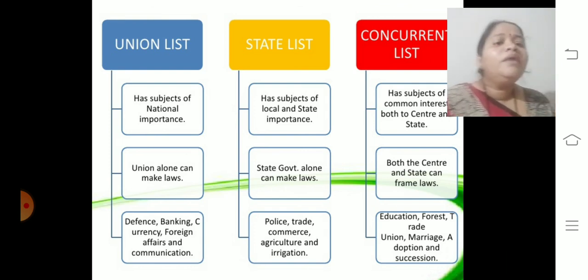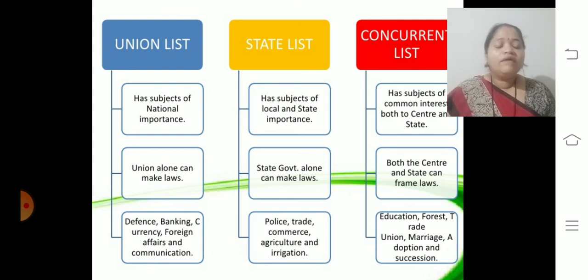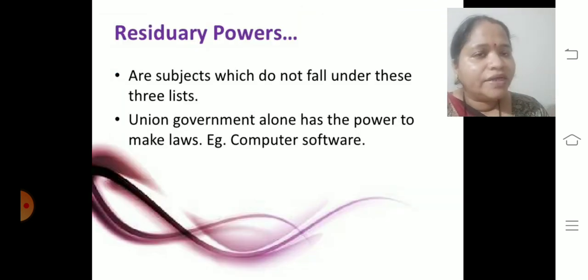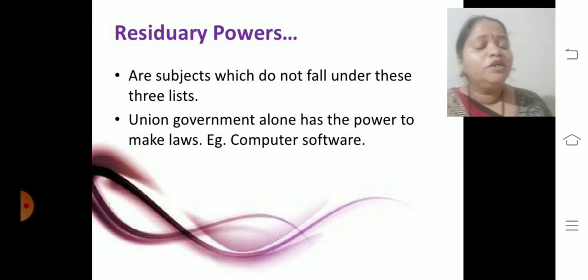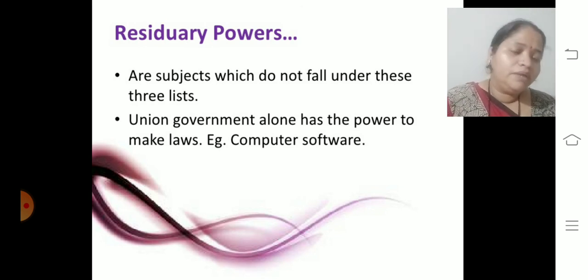Now when this was framed at that time, all topics were divided into these three. But as you know, after independence, today a lot of things come out which should be discussed and which are not divided under these three lists. So what do we call these? They are called residuary powers. What are residuary powers? This power is given to the central government. Some other subjects do not fall under these three lists. It means it is not under the union list, not under the state list, not under the concurrent list. It is a new idea which came after the independence period, after the constitution was framed.